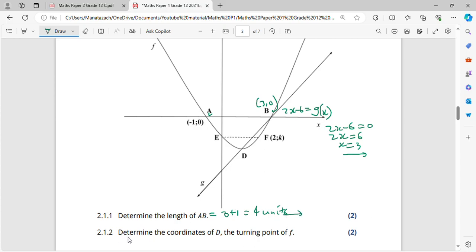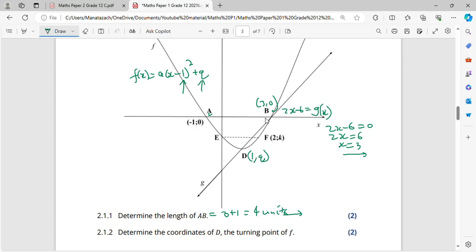Question 2 says determine the coordinates of D, the turning point of f. So here is D. Okay, remember that the equation of the parabola is f of x is equal to a times x minus 1 squared plus q. That's the equation. So in order to get the coordinates of D, we know the x coordinate of the turning point is 1, and then q, that's what you need to identify.